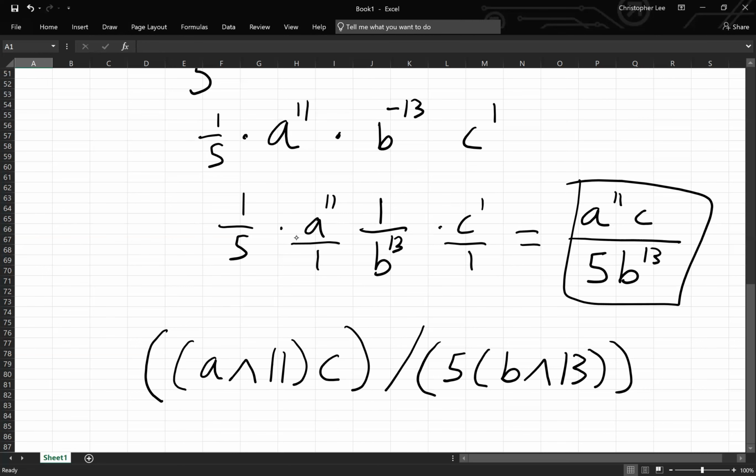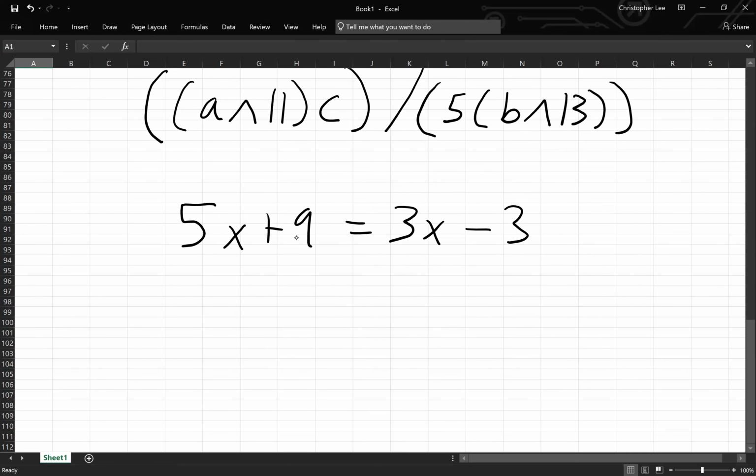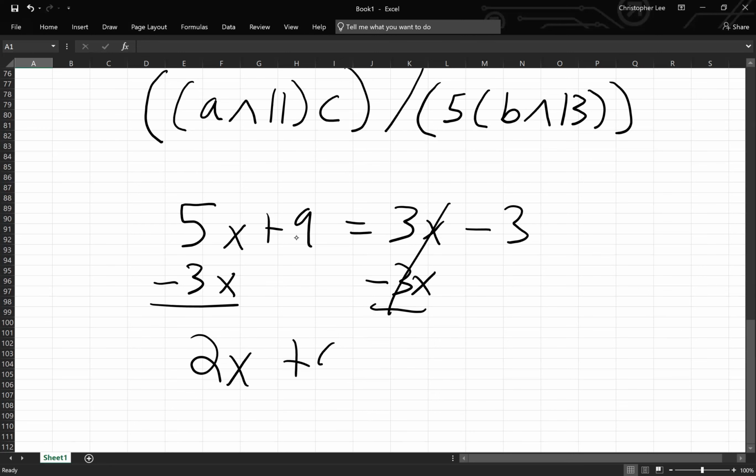I got 5x plus 9 equals 3x minus 3, right? And then we're trying to solve for x, right? All right, so what we want to do, I want to get all my x's on one side, all my numbers on the other, right? So I'm going to subtract 3x from over here. But remember, when I do one side of the equation, I got to do the other side of the equation, the other side of the equal sign. So now 5x minus 3x, what is that? 2x plus 9 is equal to -3, right?